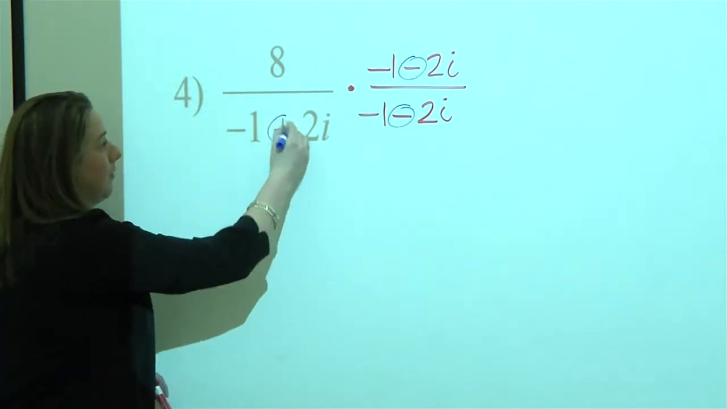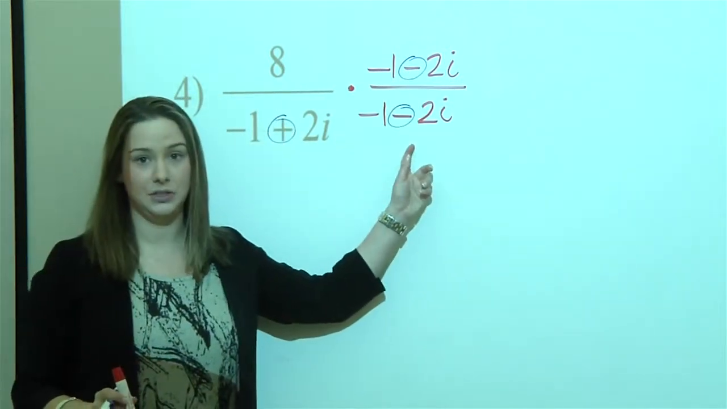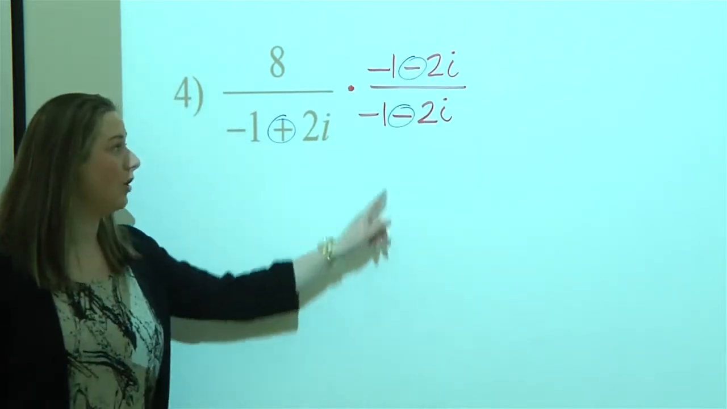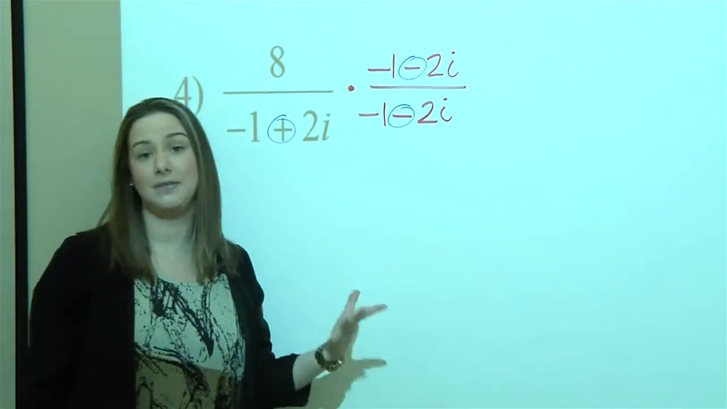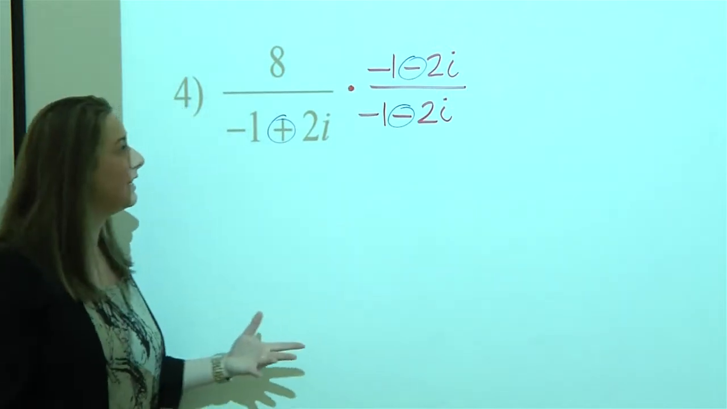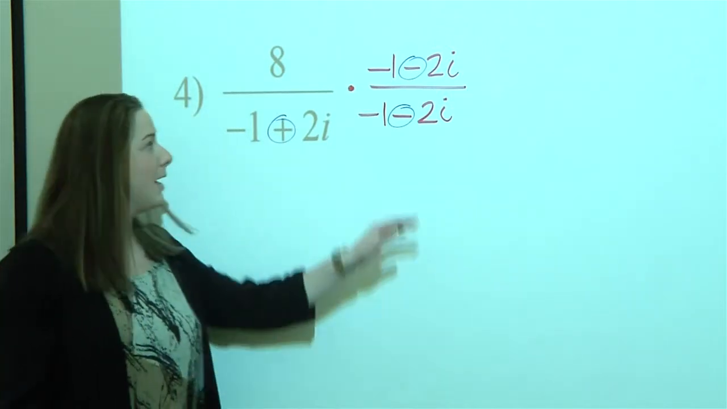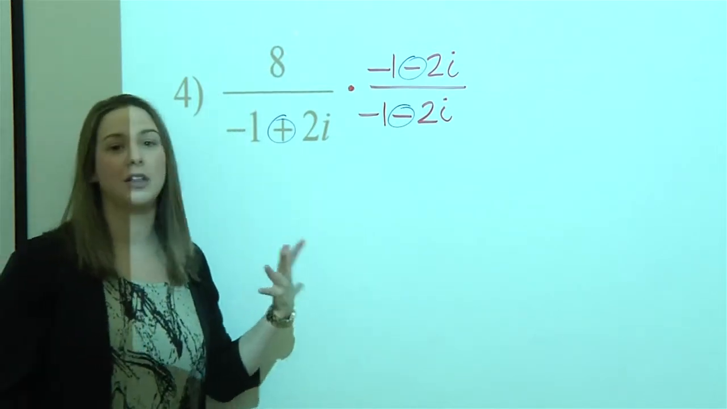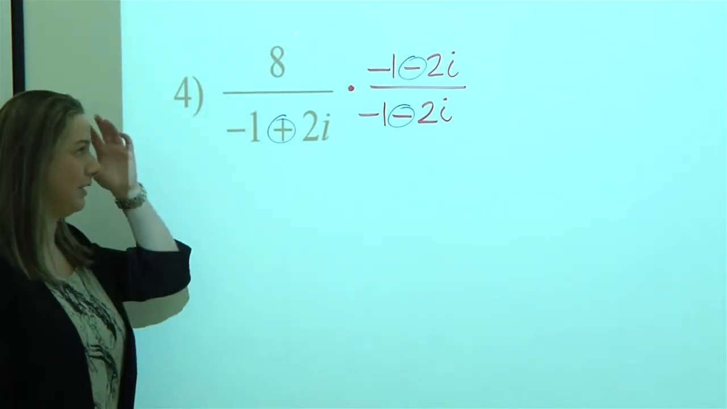So notice we went from plus to minus. Negative 1 minus 2i all over negative 1 minus 2i is a value of 1. So technically, if we multiply by 1, we're just making it look a little bit different, which is ultimately our goal.